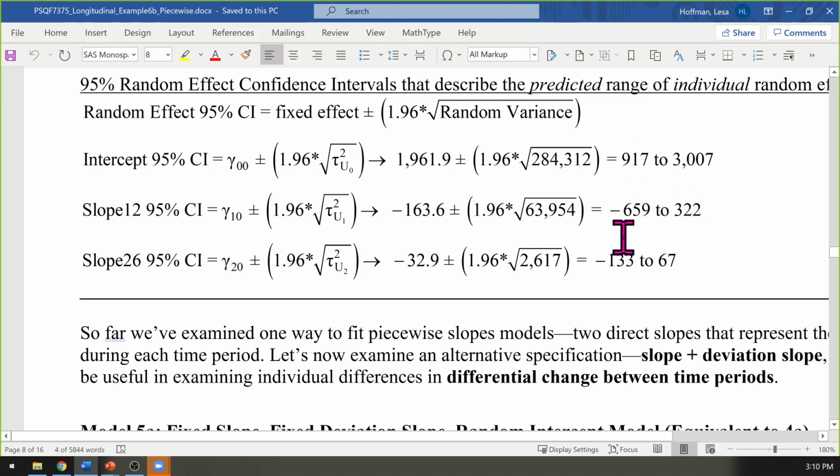People are predicted to change from session 1 to 2 anywhere from a decrease of like 650 milliseconds all the way up to an increase of 322. So some people are actually not getting better at this. They get worse initially. And continued improvement anywhere from 133 in a decline to 67, meaning not improvement, but worsening. Thus, we keep it.